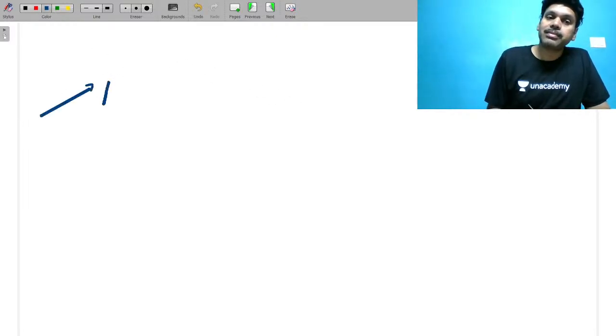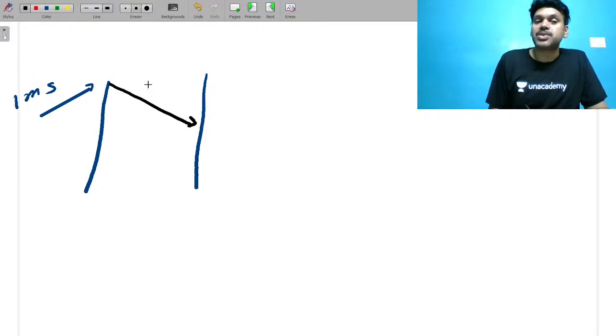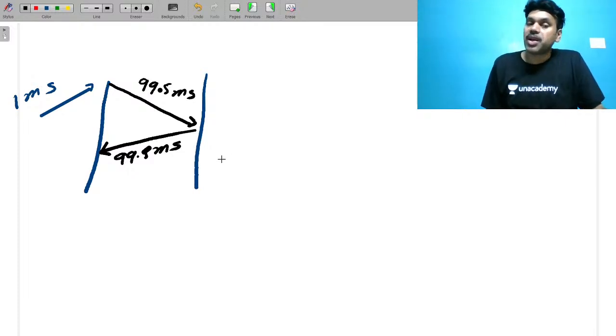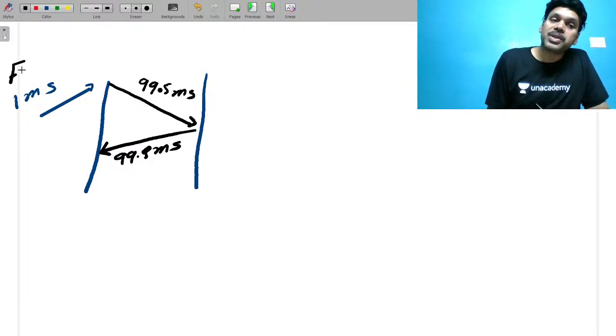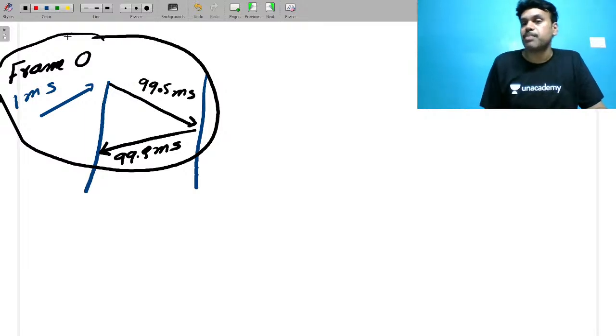Here is the sender and this is your medium. The sender pushes the data onto the medium in 1 ms, and propagation takes almost 99.5 ms. The acknowledgement also comes back in the same time, because both are on the same channel, with the same distance and the same speed. Now observe carefully. I have transmitted frame 0, and this is completely for frame 0 only.